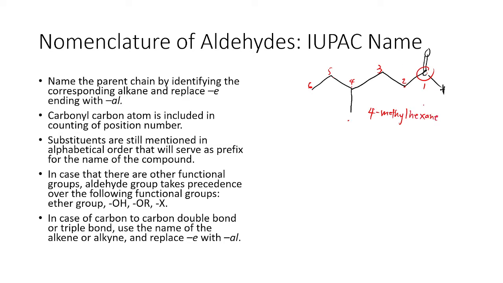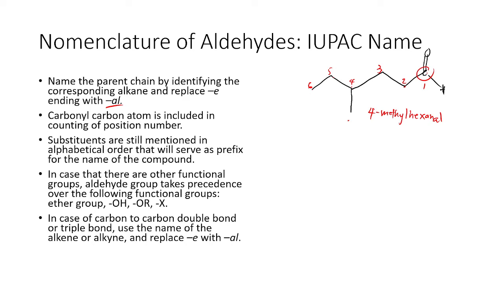Teka lang, hindi nga pala to basta hexane lang. As you may have remembered, we have here a carbonyl group. So we just need to drop that E, remove that E, and replace it with al. So we will have here 4-methyl hexanal. So bakit hindi ko na inilagay yung position number ng ating al? Because as I have mentioned earlier, our carbonyl group for aldehyde is always positioned at position 1, so you don't have to mention it. Okay? Not unlike our ketone later on.